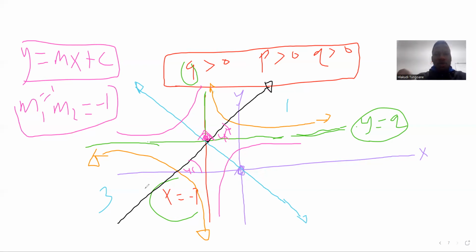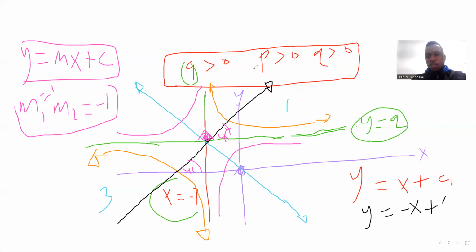Okay, so the equations that you can get are either y equals x plus C1, remember, the gradient is 1 for the one that is going upward, where C1 is the y-intercept that we don't know, where the line is cutting the y-axis. And then another equation is going to be y equals minus x plus C2. So this is for the one with the positive gradient, and this is for the one with negative gradient.